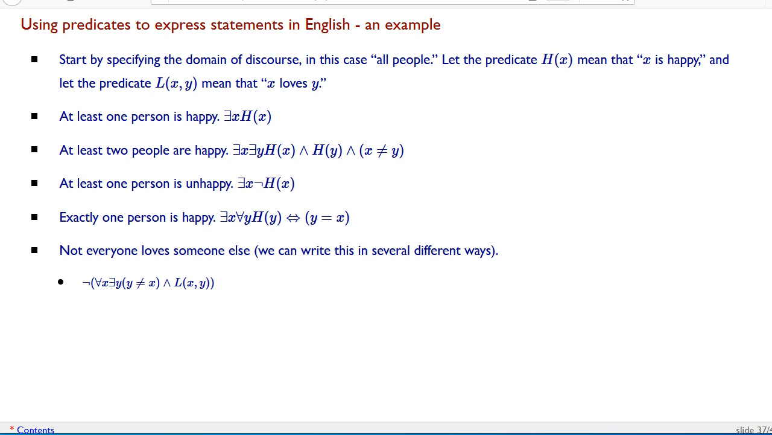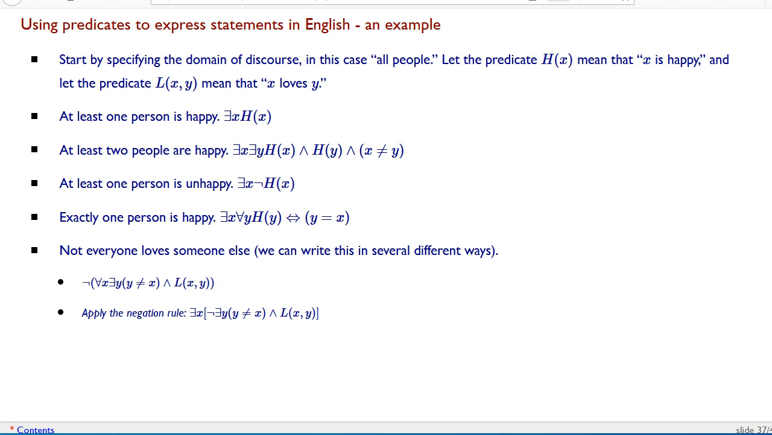Here's a rather mechanical way of approaching it. Let's write everyone loves someone else and then put a not in front of it. So everyone, for all x, loves someone. There exists a y for which x loves y. Someone else, that y whom x loves is not x. So that's correct.